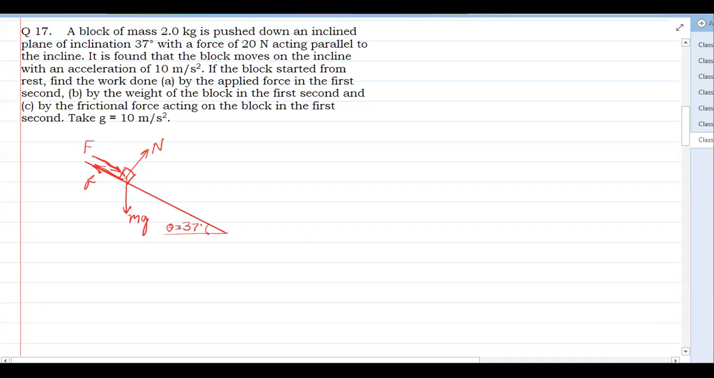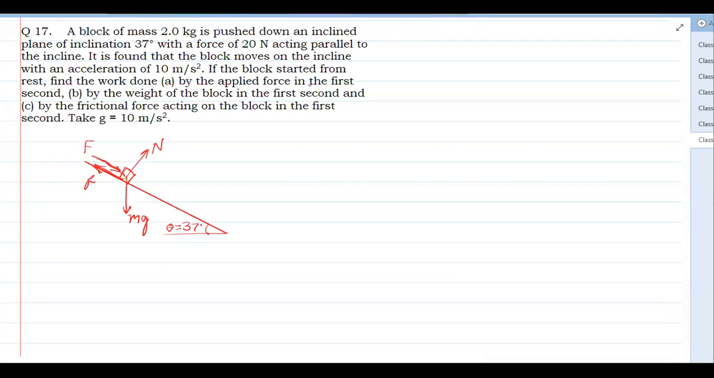Okay, now we have to find the work done by these forces. First we need to find the value of these forces. F is given, 20 Newton. Mg is also 20 Newton, since the mass is 2 kg, and the friction force we need to find. After finding the forces, we need to find the displacement. So we need the displacement of the block and the force values. First let us find the displacement.